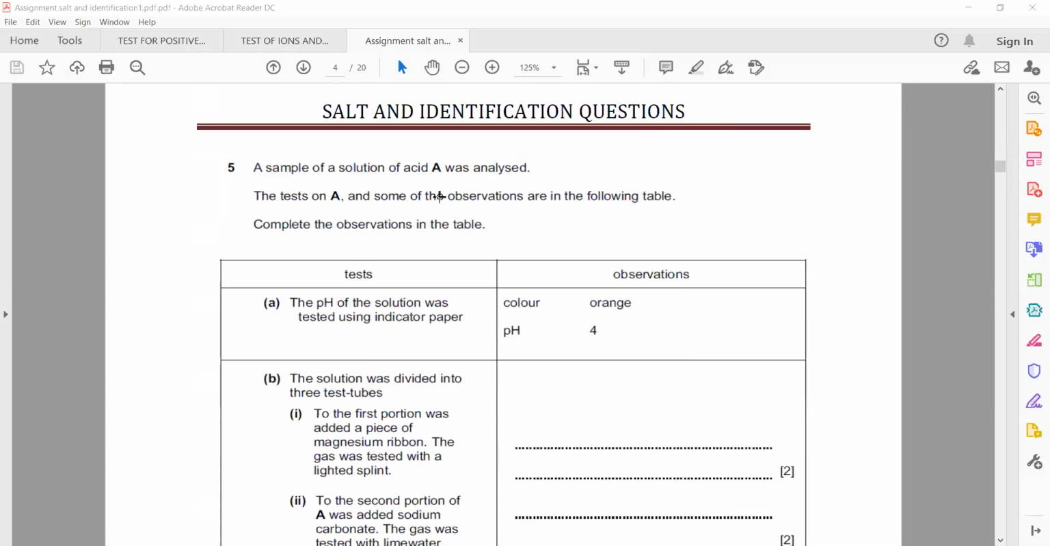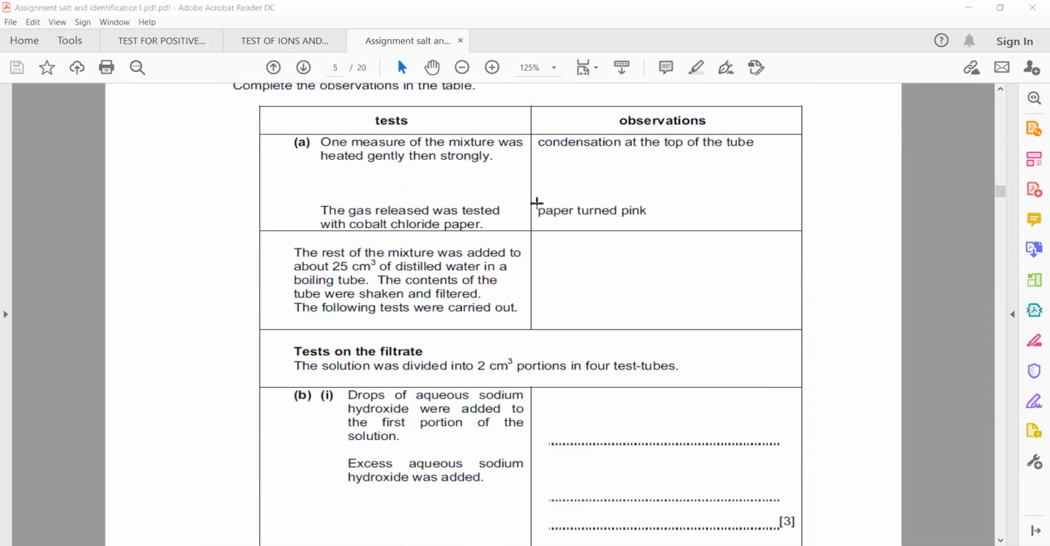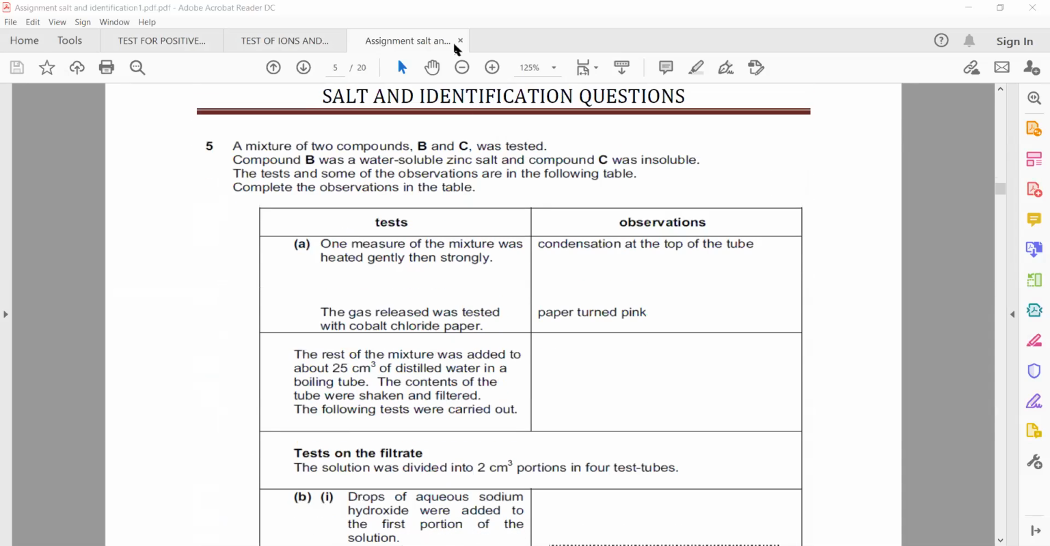Same way, you can see here, in this question, a mixture of two compounds B and C. Compound B is a water soluble zinc salt. So compound B contains zinc, and compound C is insoluble. They did not mention what compound C is, but they mentioned compound B is a zinc salt. So there is zinc, and anything else can be there with zinc: zinc sulfate, zinc carbonate, zinc chloride, zinc nitrate, but we don't know. What we have to do is test, and write the observation according to the test.